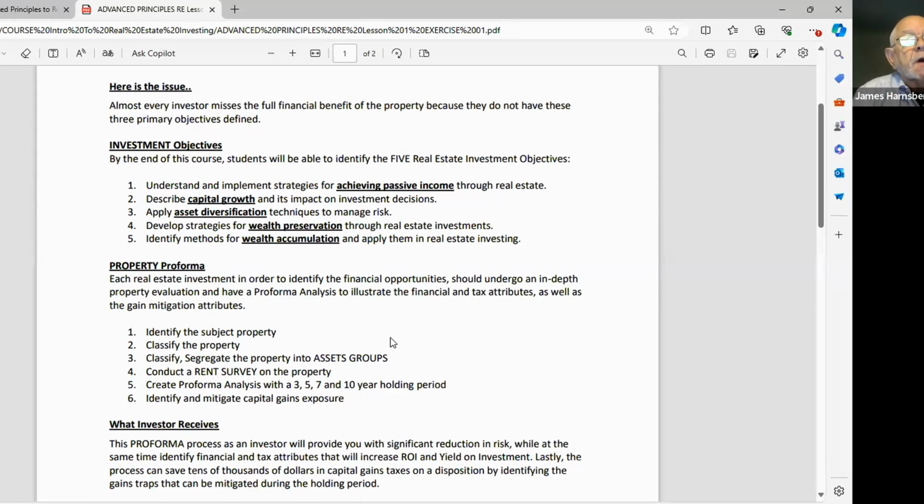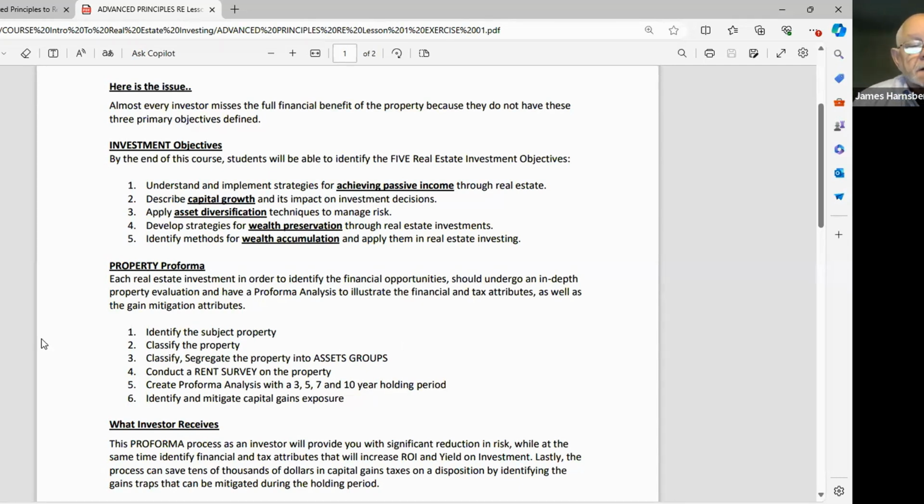The point that I'm trying to make here is if you don't have an investment objective before you buy the property, you're certainly not going to have one when you sell the property. And because of that, you're very likely going to underperform and not make the kind of money or profit that you could have otherwise made, but for the fact that you did not have any of this defined.